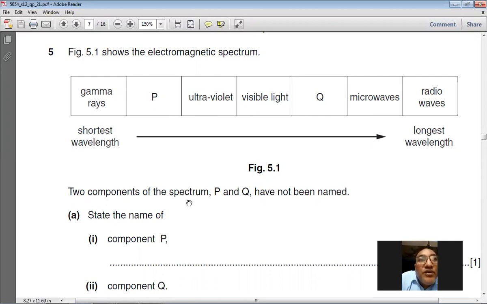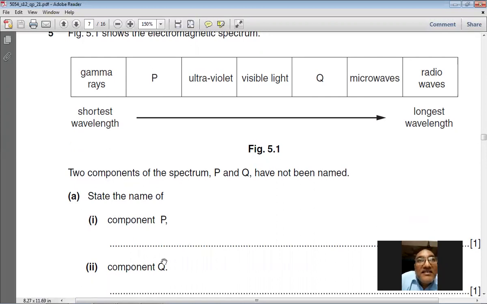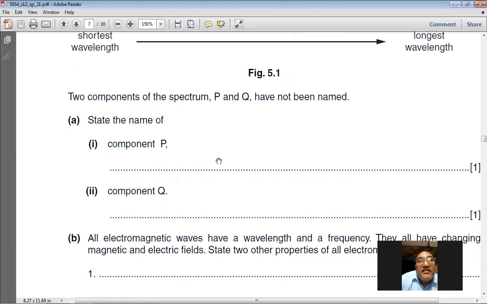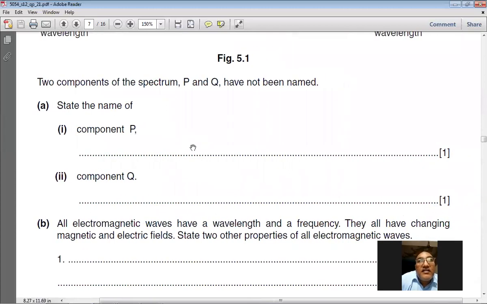Two components of the spectrum, P and Q, have not been named. State the name of the component P. So P is X-rays. Component Q is infrared. X-rays and infrared.